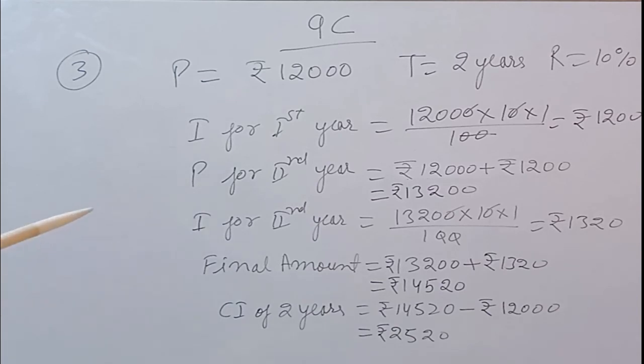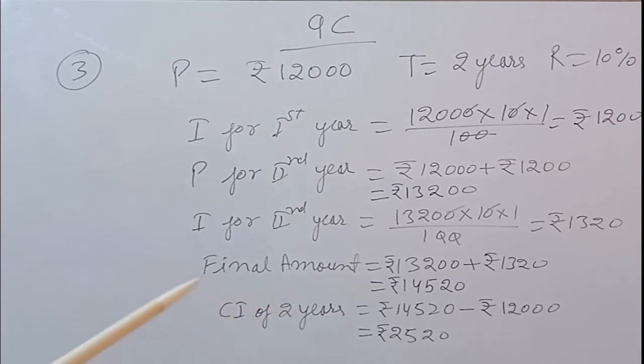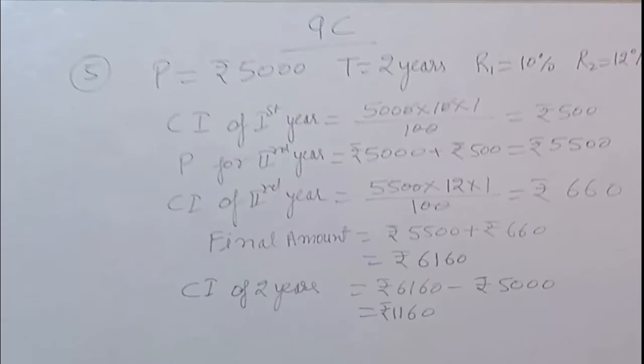Interest for the second year equal to the principal of the second year into 10 into 1 upon 100, that is rupees 1320. Now final amount equal to the principal of the second year and the interest of the second year, that is 13,200 plus 1320, that is 14,520. So that is the amount, and the CI of the 2 years will be the final amount minus the principal of the first year, that is 14,520 minus 12,000, that is rupees 2520. So in that manner you can do question number 3.